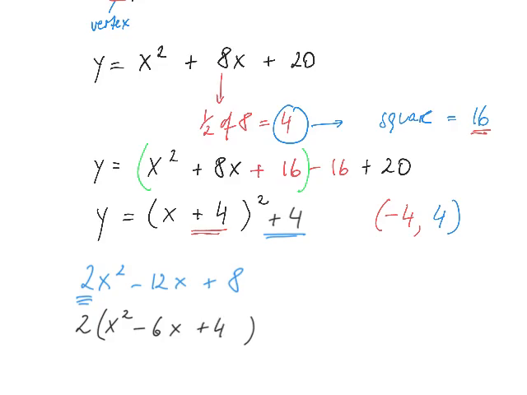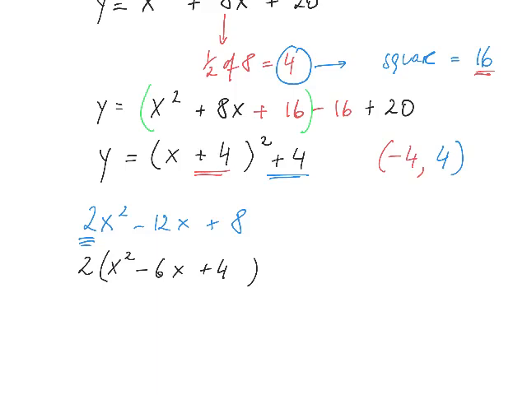I've taken the 2 outside of the bracket because in order to use the formula that we've just used, we can't have a number in front of the x squared. But I carry that 2 with me the whole time. So I can make a big bracket here. Again, I take 1/2 of this number, which is 3. And then I square it, which gives me 9. So first 1/2, then I square it, and that gives me 9. And this is what I add on and take away.